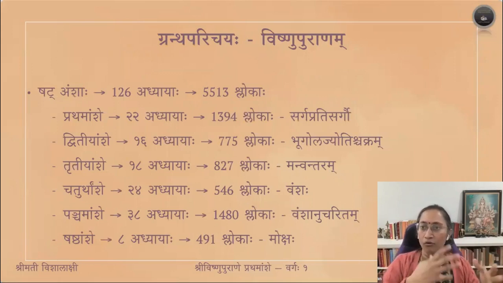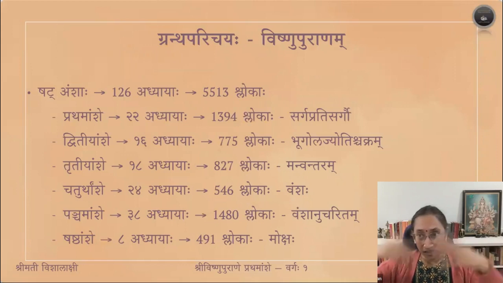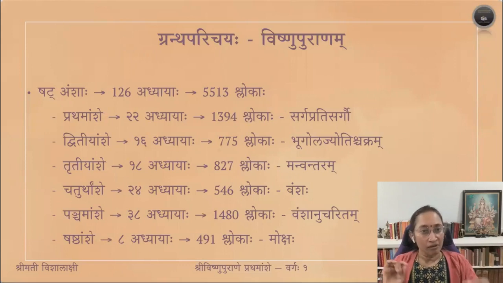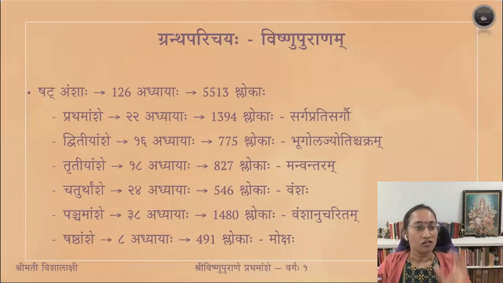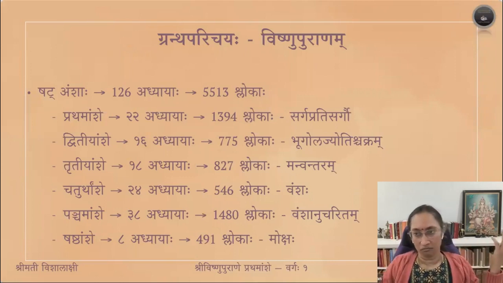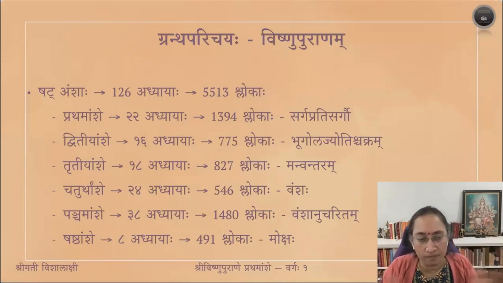In the Bhagavata Puranam, you have skandam. So you have the Prathama Skandaha, Dutiya Skandaha, iti tatra adhyayaha, tadanantaram adhyayaha santi, pratyekasmin skandi. Evameva, the divisions here are called amsha, parts. So there are six parts in this Puranam. Each part has so many adhyayas, but the total number of adhyayas we are looking at is 126 adhyayas with around 5,500 shlokas, or in some cases it is 6,000 shlokas.